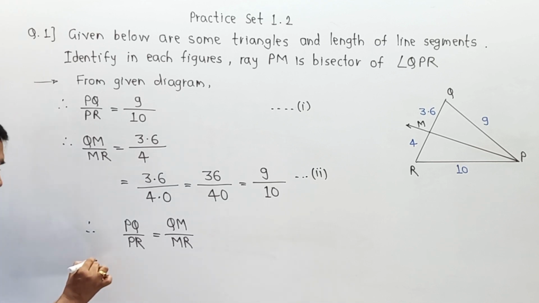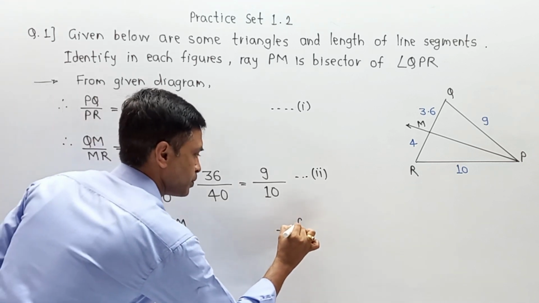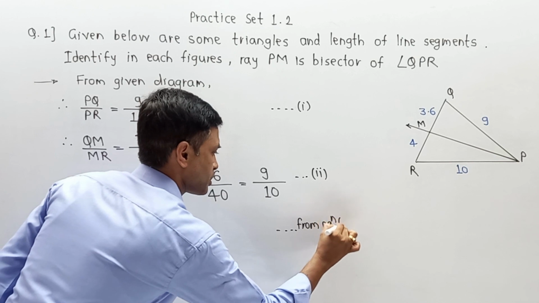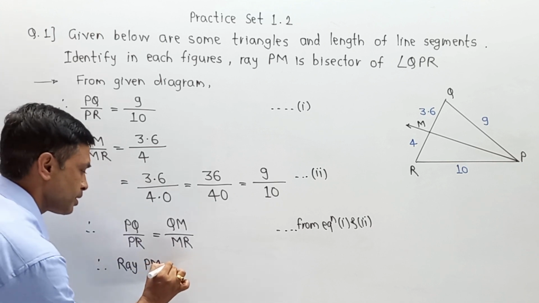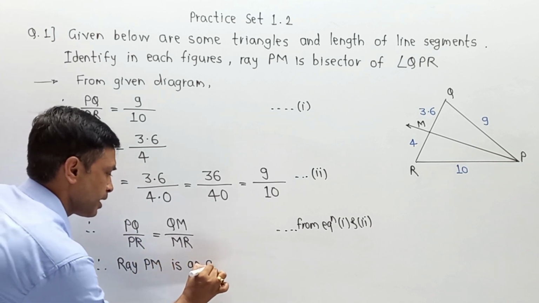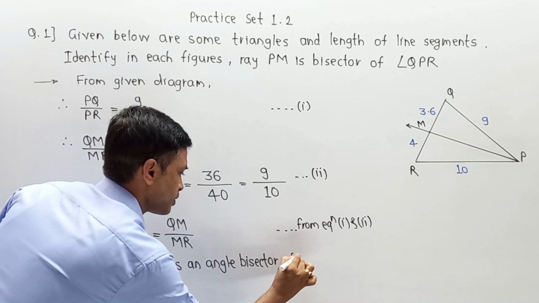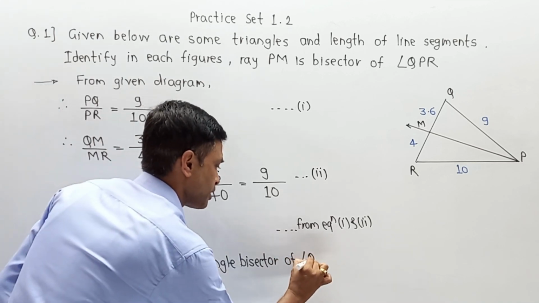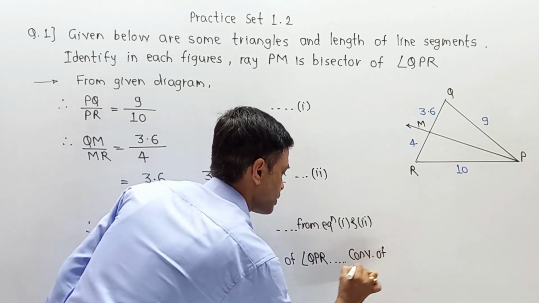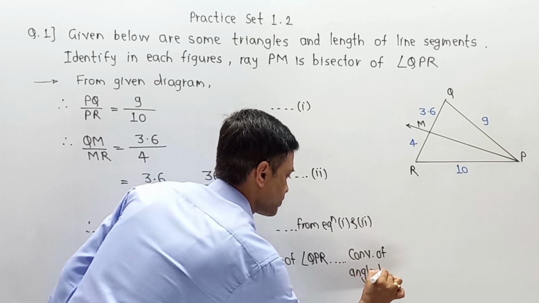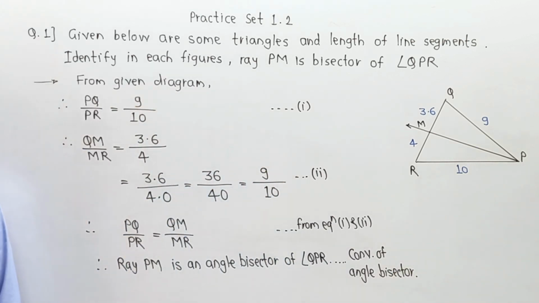Naturally we can say that Ray PM, from equation 1 and 2, Ray PM is an angle bisector of angle QPR, and the reason becomes converse of angle bisector theorem. And in this way we can complete the entire numerical.